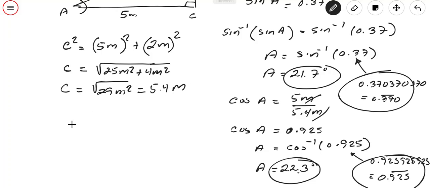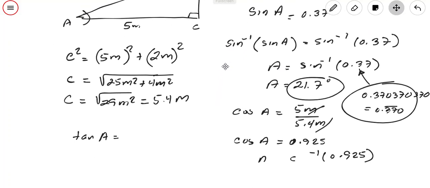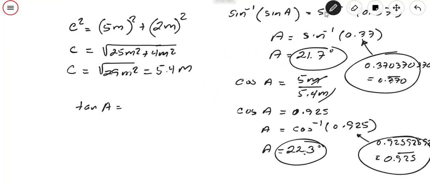I can also find the tangent, and I know that the tangent of the angle is the opposite side over the adjacent side. The opposite side, as you see here, was 2 meters, so the tangent would be 2 meters divided by 5 meters. I am going to simplify the meters. 2 over 5 is very easy to find, it is 0.4.